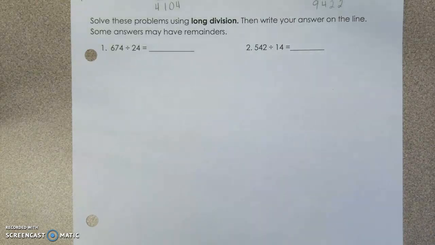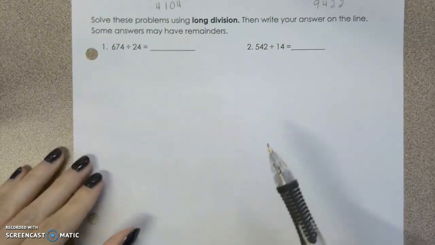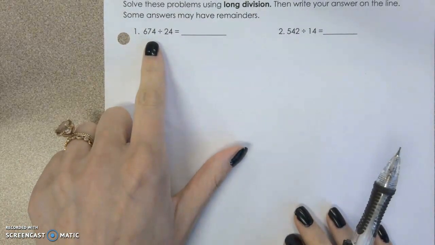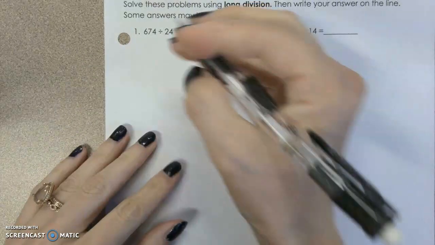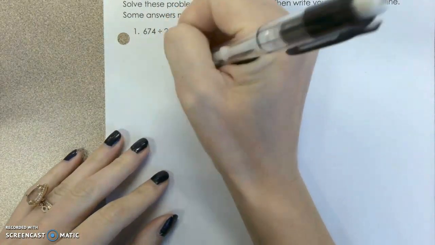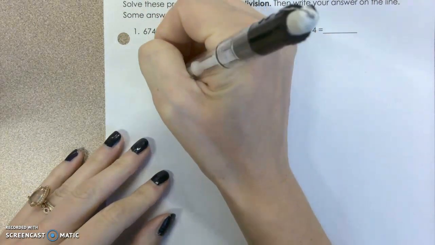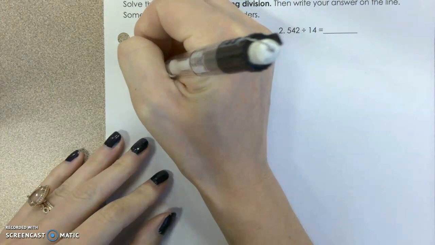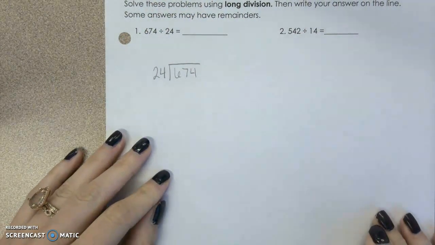Today we're going to be reviewing the long division process. So we're going to work through two examples together. The first one, 674 divided by 24. So I'm going to set this up with 674, and then I'm going to make my box here with 24 on the outside.